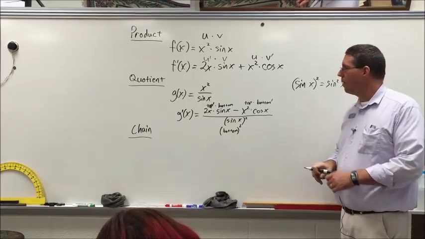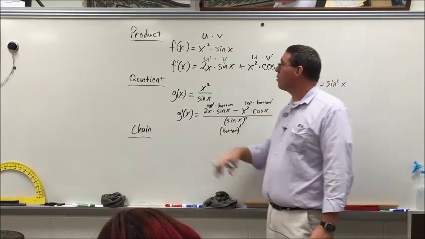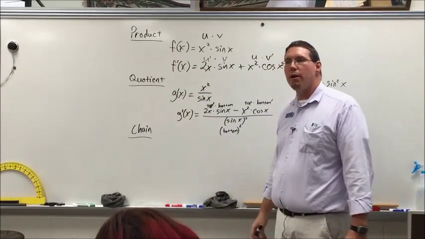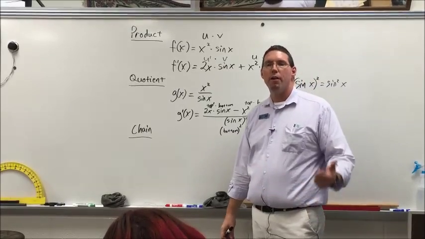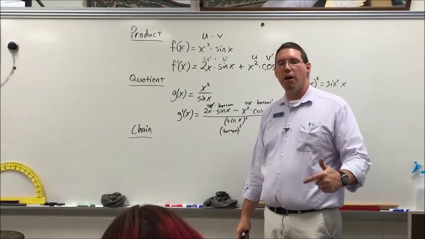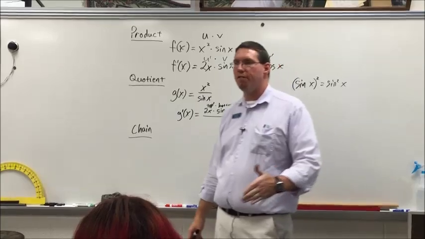Are we good so far? That is the second rule that we learned. So we learned the product rule and the quotient rule. Last one is the chain rule. The chain rule is for functions that are called composition functions.